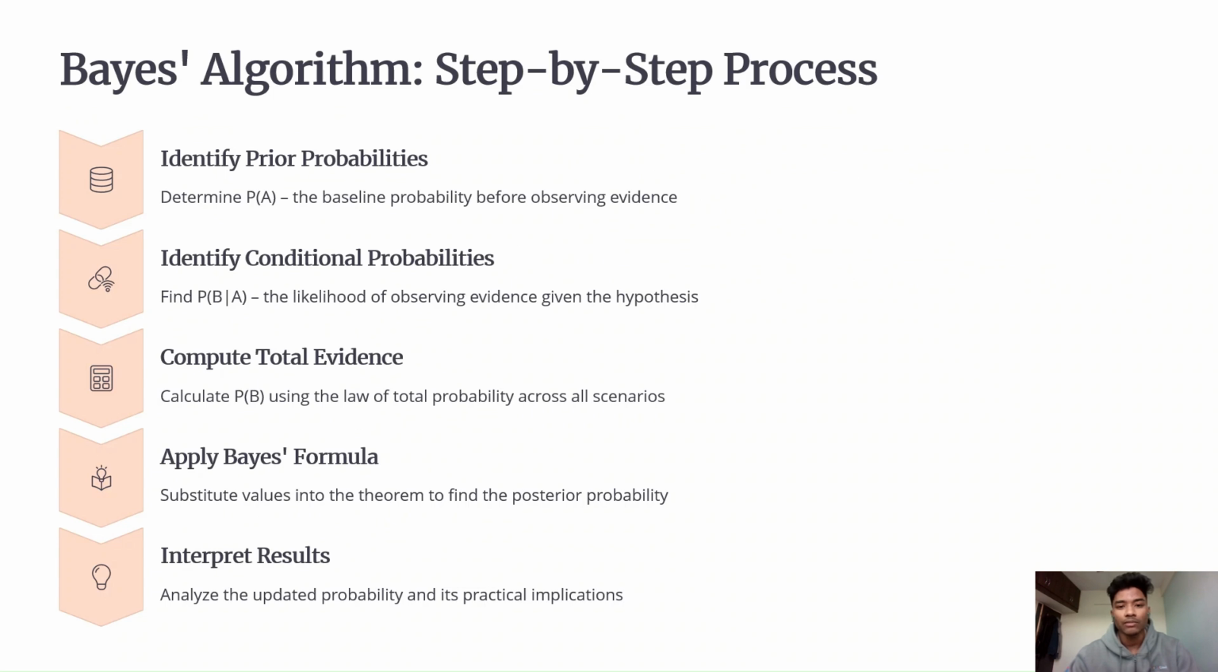Now, to make Bayes theorem easier to apply, we use a simple five-step process. First, identify prior probability. What was our belief before any new evidence? Second, identify conditional probability. How likely is the evidence if our belief is true? Third, compute total evidence. What is the overall chance of seeing this evidence? Fourth, apply Bayes formula. Plug in the values to get the updated probability. And fifth, interpret the results. Understand what the final probability means in real life. Now let's use this algorithm in a medical example.